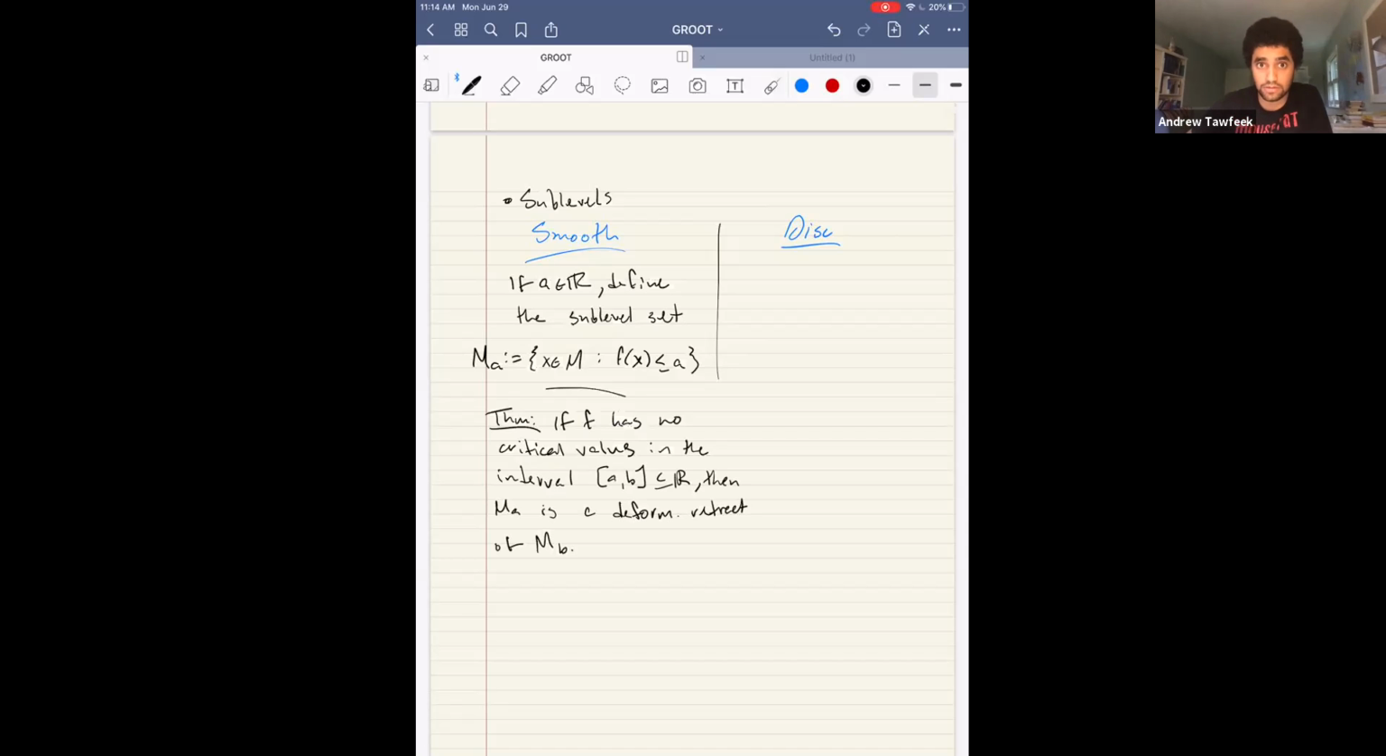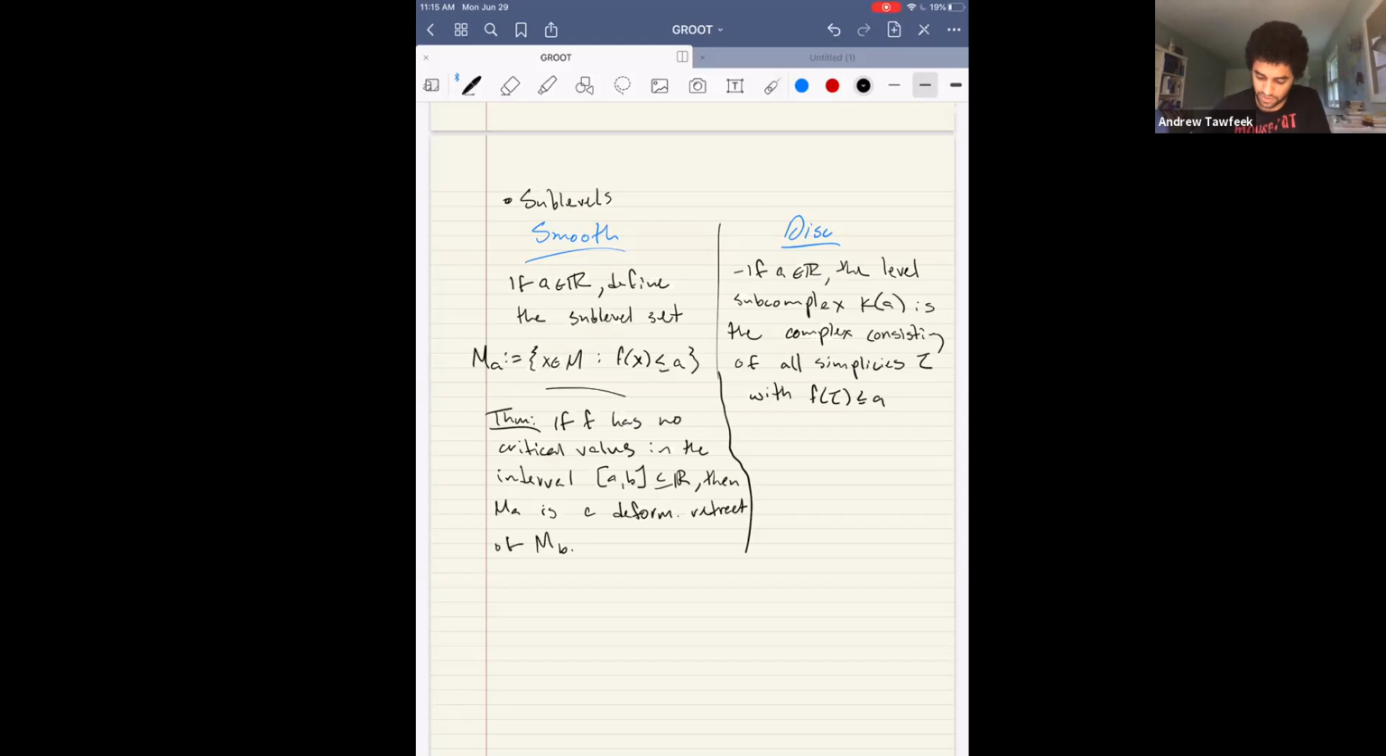This has a complete analog in the discrete case. So f, again going from K to R, is a discrete Morse function on an n-dimensional simplicial complex. So if A is in R, the level subcomplex K of A is the subcomplex of K consisting of all simplices tau with f of tau less than or equal to A, but we still want this thing to be a simplicial complex, so we need this extra condition.